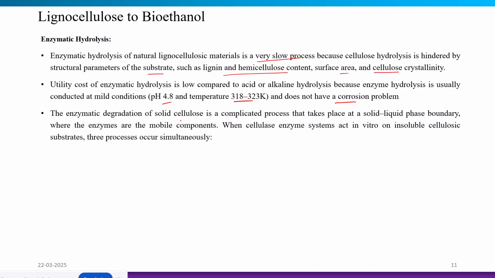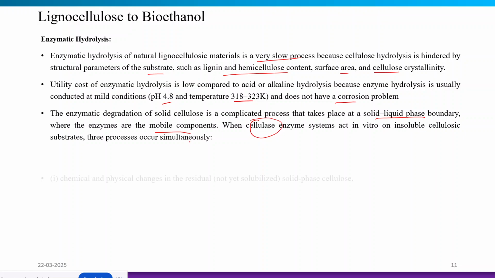Now the enzymatic degradation of the solid cellulose is a complicated process that takes place at the solid liquid phase boundary, where the enzymes are the mobile components. So when the cellulase enzyme is applied for this enzymatic hydrolysis process, it acts in vitro on the insoluble cellulosic substrate.